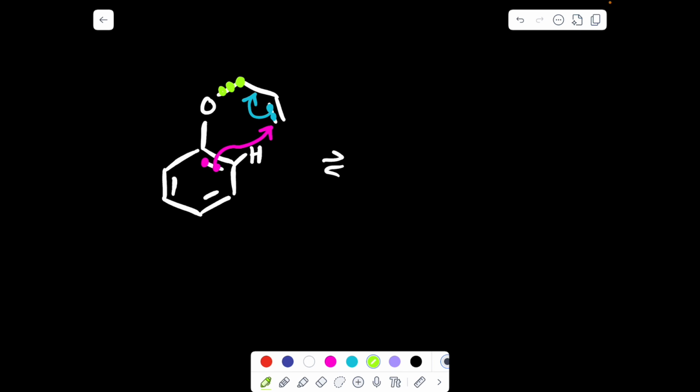So we got to break the sigma bond. This is our breaking the sigma bond. And where do they move towards? Well, they got to move towards the carbon that initially had an electron stolen from it. So we move 2 over.